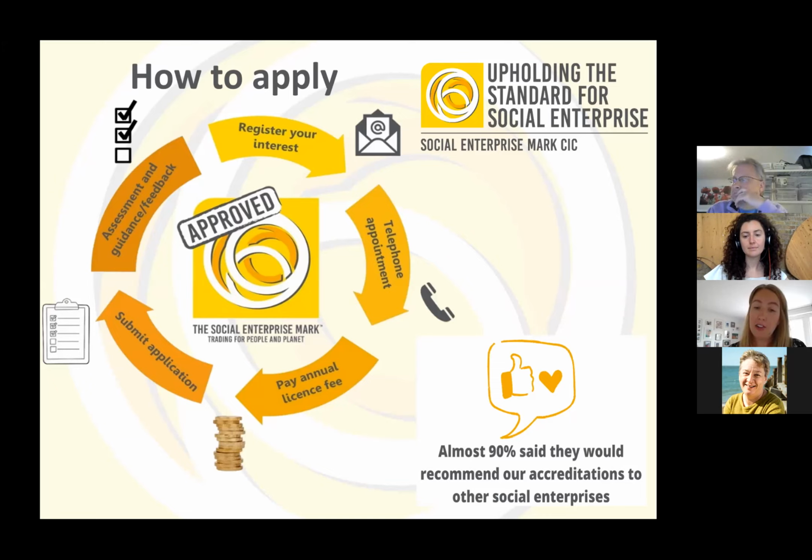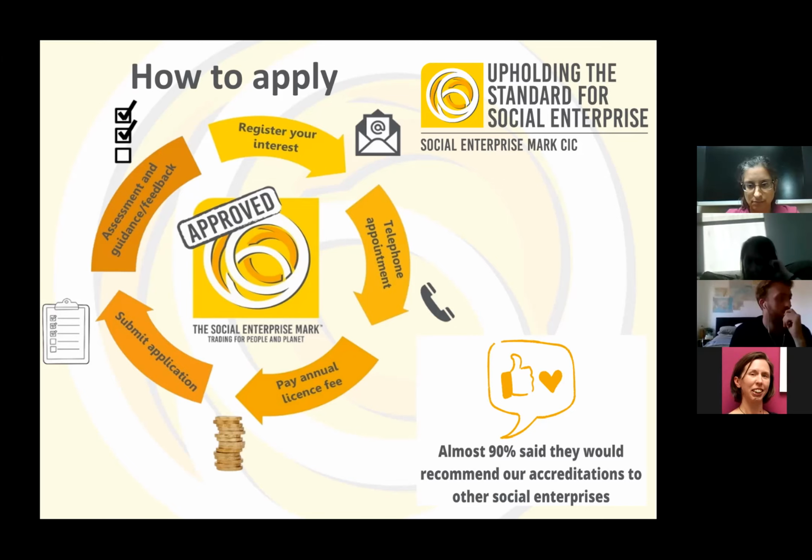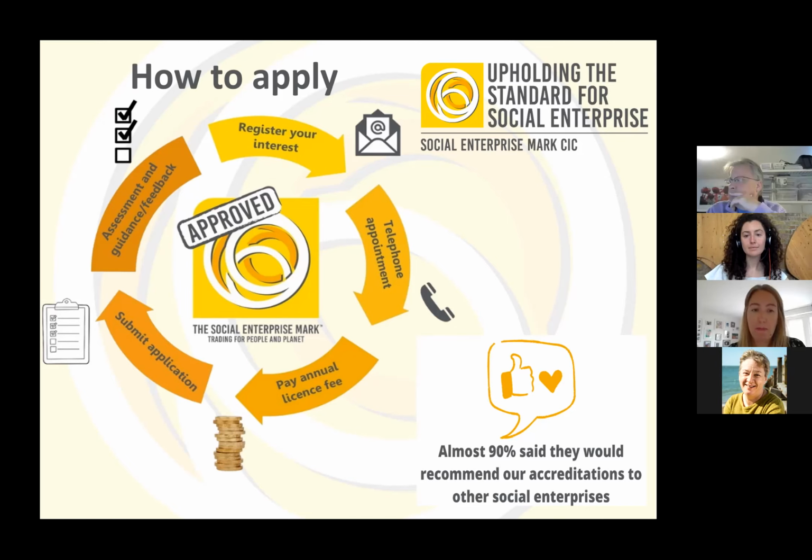And the social enterprise mark licence fee starts at £250 plus VAT, and that raises, we've got different tiered fees based on the size of the company and their level of turnover. They're all available on the website if you want to check what level you might be. And once the fees are received by us, we can begin the assessment process.